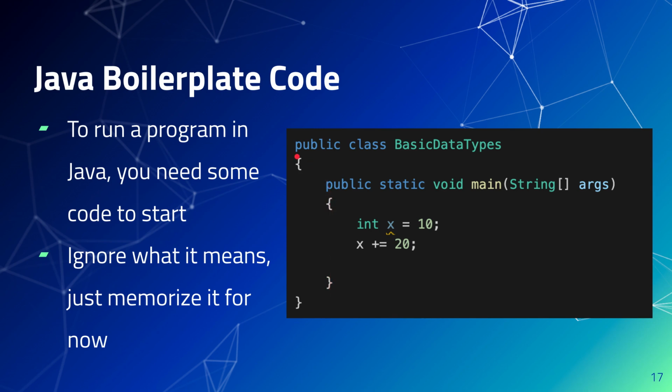The first line is public class followed by the name of our program. You can think of this like the name of our file. For class names, you always start with a capital letter, unlike variable names. Then, you use an opening curly brace to indicate that this class will contain code inside of it. Then you see the public static void main string args. Don't pay attention to what this means, but make sure to memorize this code, because you'll need to type it every time you create a new program.